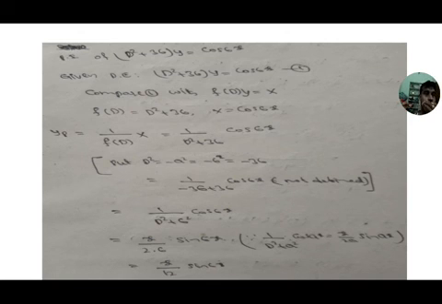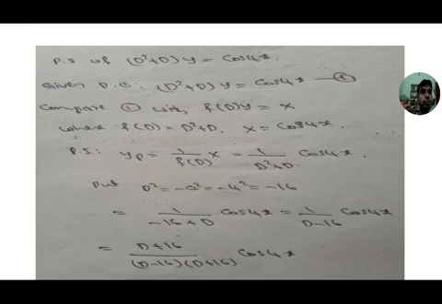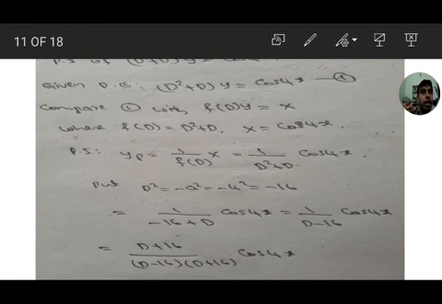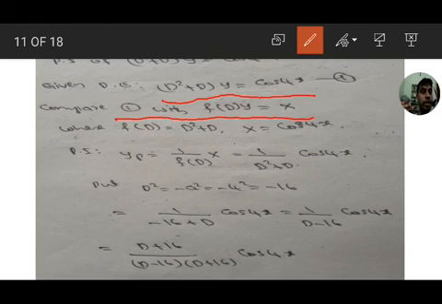Okay, next problem. Particular integral of D square plus D of y equal to cos 4x. So given differential equation D square plus D of y equal to cos 4x. Compare equation 1 with f of D of y equal to capital X. We get f of D equal to D square plus D and capital X equal to cos 4x.